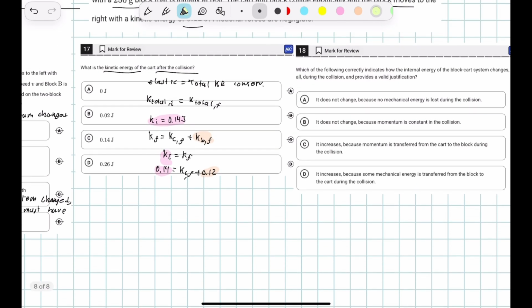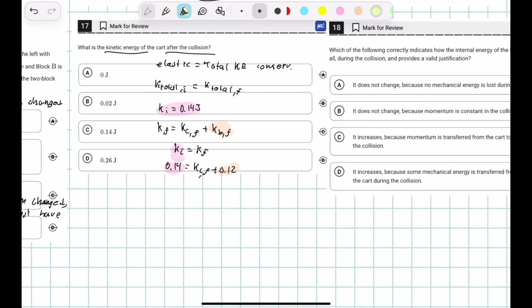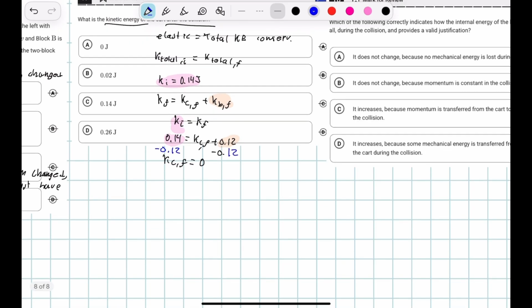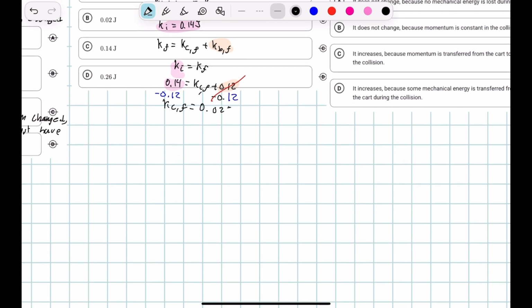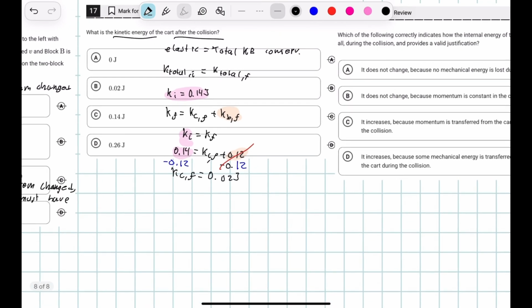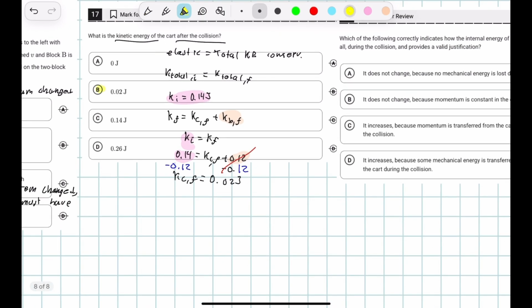So now after this, we can solve for KCF. That's going to be equal to 0.14 minus 0.12. That is going to be equal to 0.02 joules. So that's your answer. That's going to be answer option B.